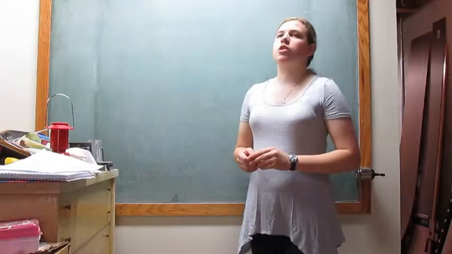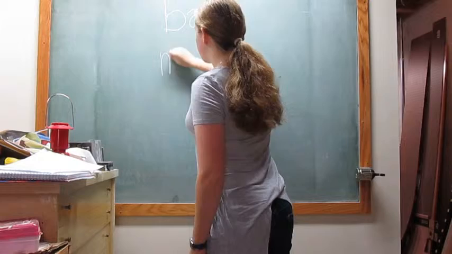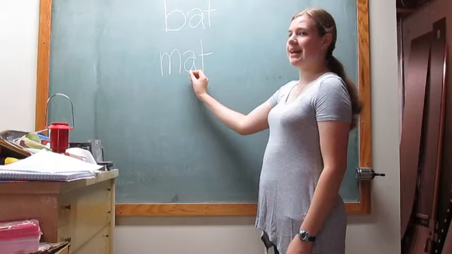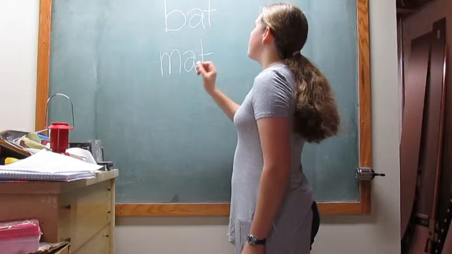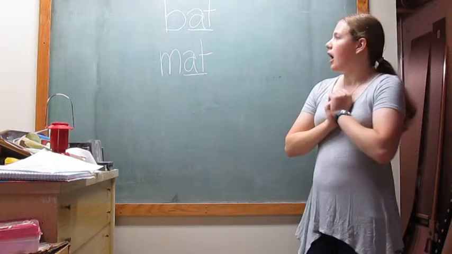So, if we had the words bat, b-at, and mat, m-at, these two are rhyming words. They have the same ending sound, the at sound. And they also belong to the same word family.